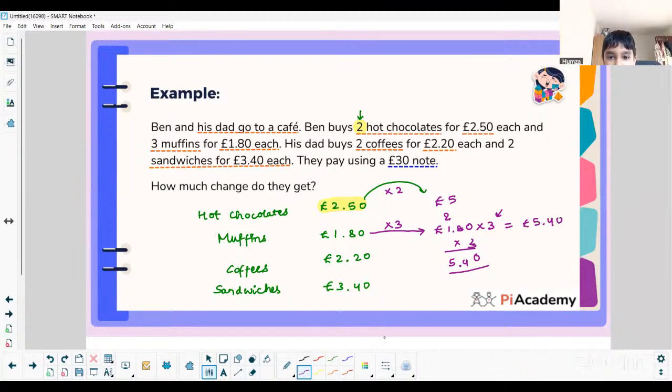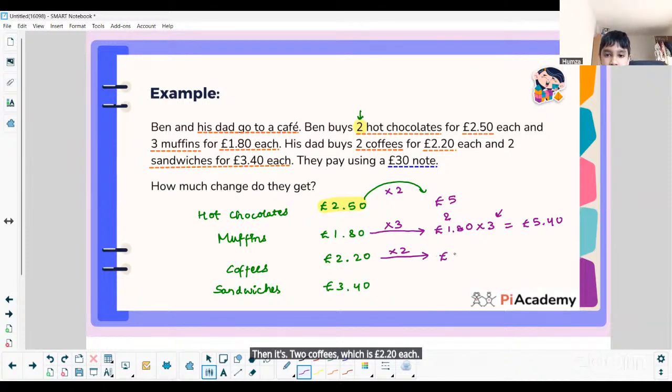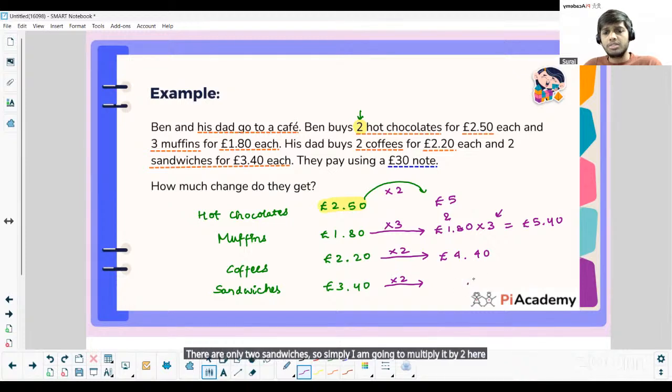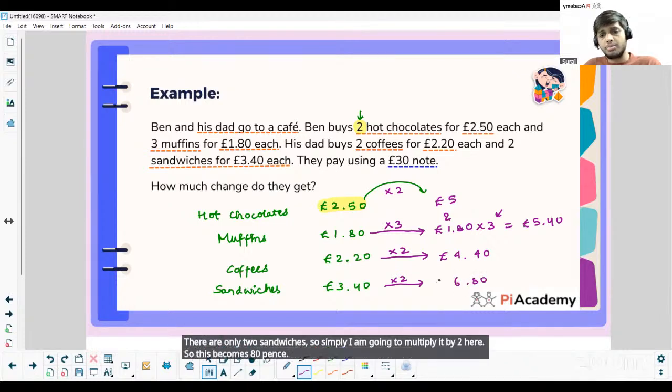Yeah. 2 coffees, which is £2.20 each. You times it by 2, which is £4.40. Perfect. That is equal to £4 and 40 pence. Now I have sandwiches as well. There are only 2 sandwiches, so simply I am going to multiply it by 2 here. So this becomes 80 pence, whereas £6. What will be the total of all of this?